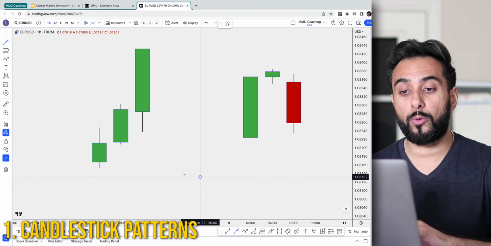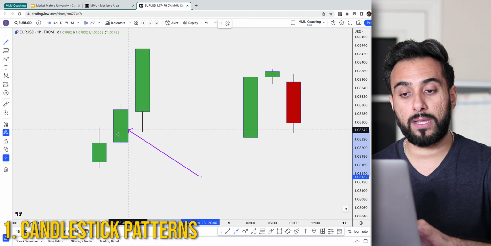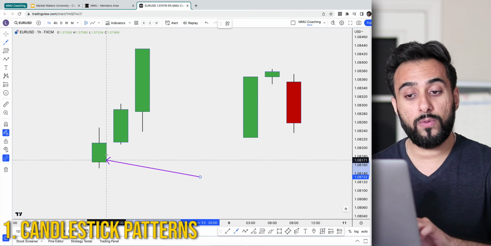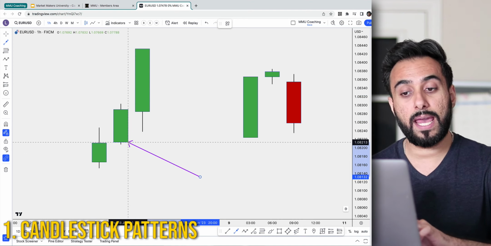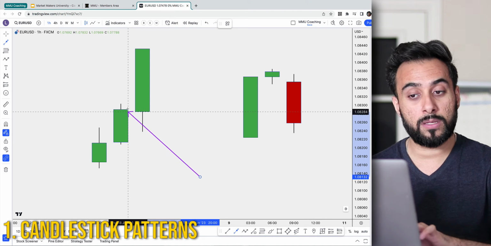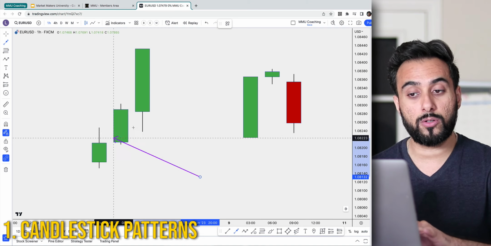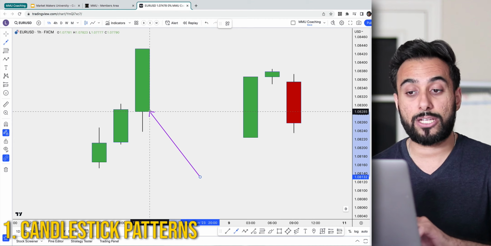Now, these are what we call three candlestick patterns. Let me explain what's happening here. The price was moving up, and then the second candle gained a lot of momentum, meaning the buyers were even more in control. And then this third candle ended extremely bullish.